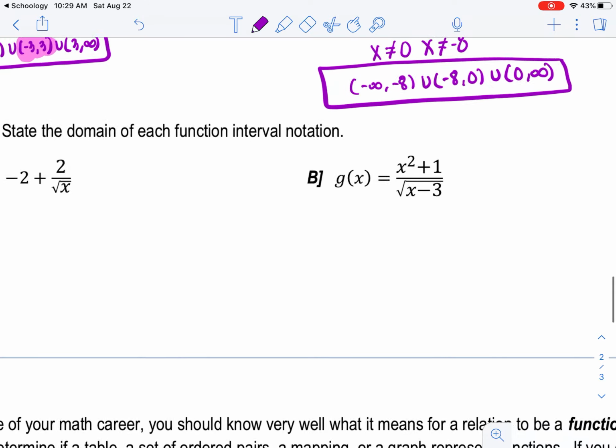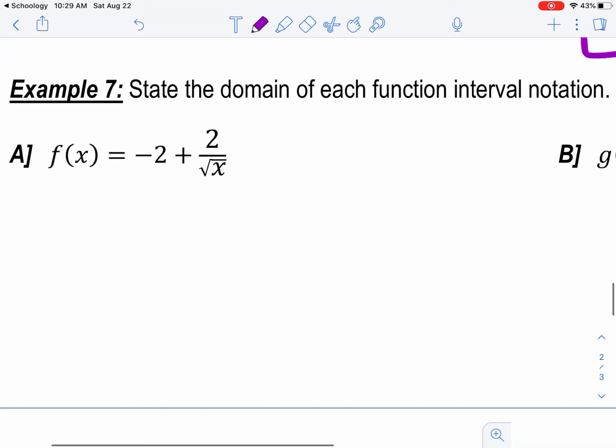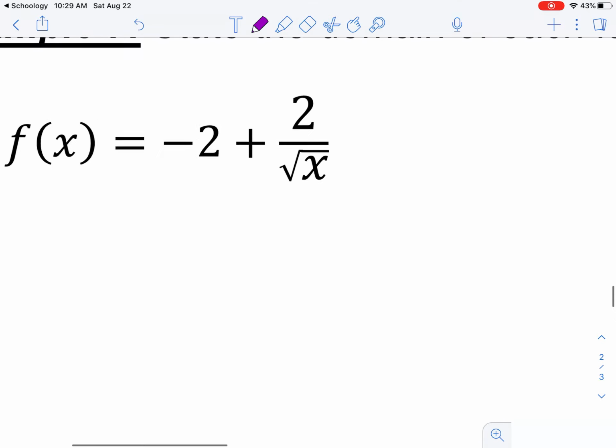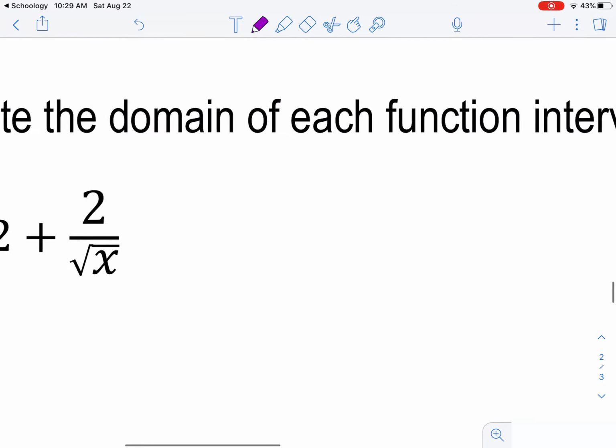Okay? So, let's think about this first. Just look at this one right here. There are restrictions. Can x be 0? No. Right? X can't be 0 because we can't divide by 0. Can x be a negative number? No. So, x can't be 0 and x has to be positive.